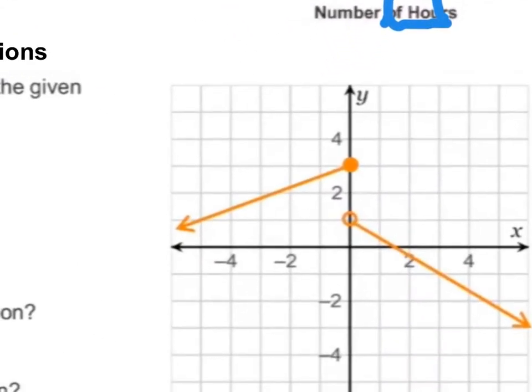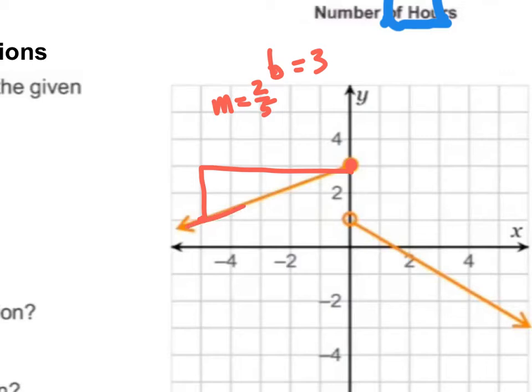Okay, this equation here has a y-intercept of 3, so b is equal to 3. For the slope, I go from up here over, so that's going to be 2 over 5, so my slope is going to be positive 2/5, okay? So for this graph, I'm going to color that in red, this equation is going to be y equals 2/5 x plus 3, okay? And we need to be able to write the equations of lines, guys. That's pretty important, all right?